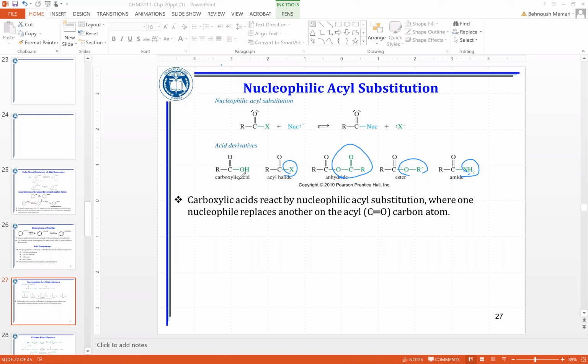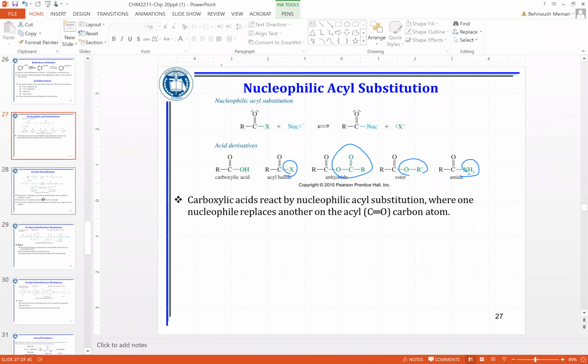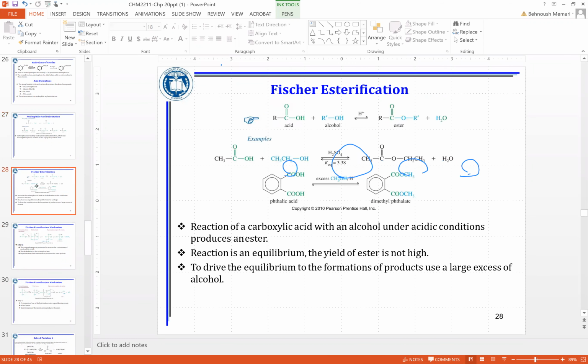Any questions about preparation of carboxylic acid? Review. Basically, they were all reviewed. There was no new reaction that we covered.